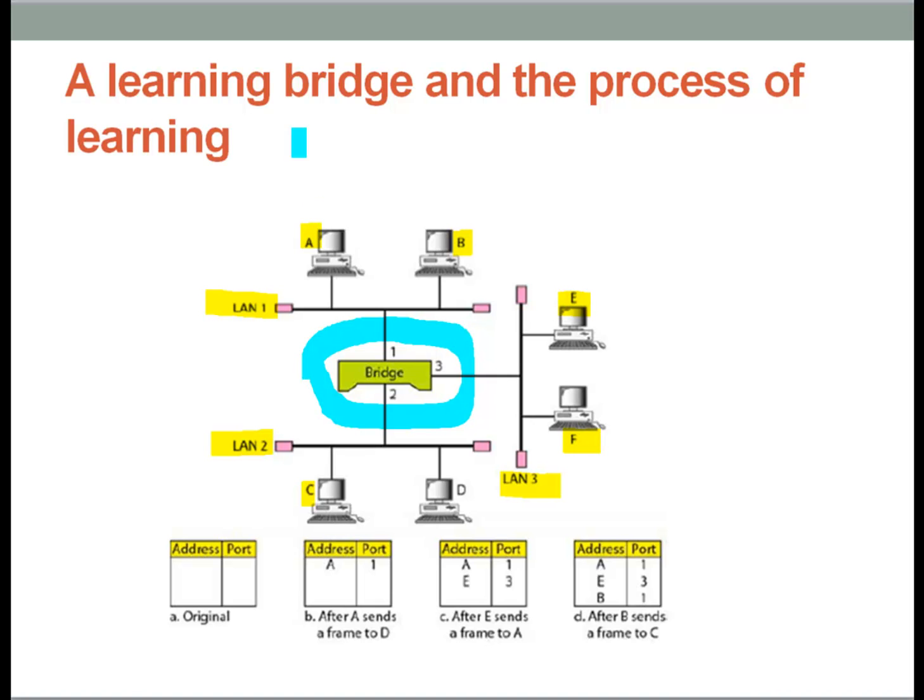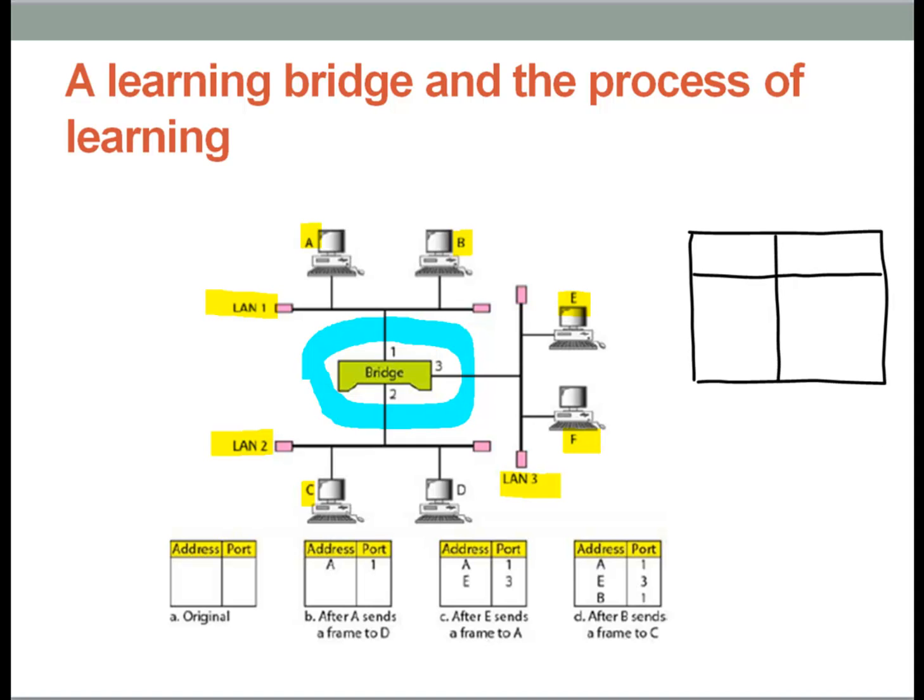Now, in the beginning, the table is empty. That means the bridging table is empty. There is nothing available in this table. It is going to be completely empty. So the first column, what does the first column mean? The first column is the MAC address. The second column is a port. Port number is the second column. Now in the switch there is nothing available. Everything is empty.